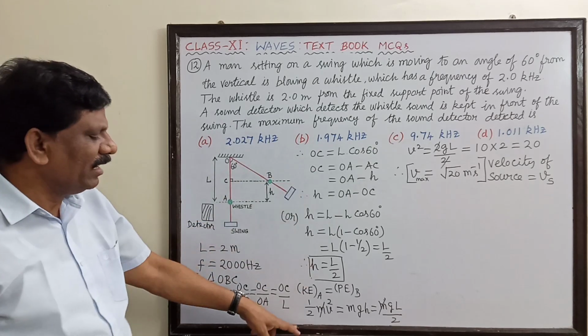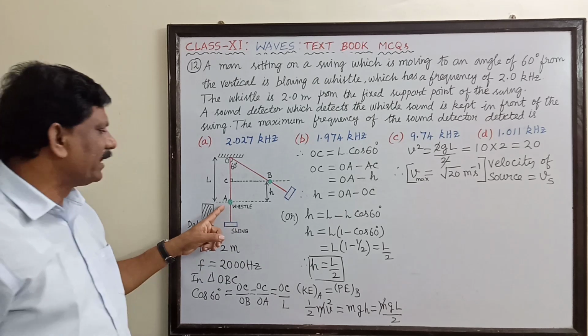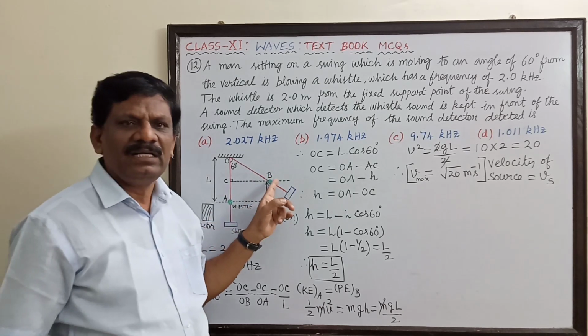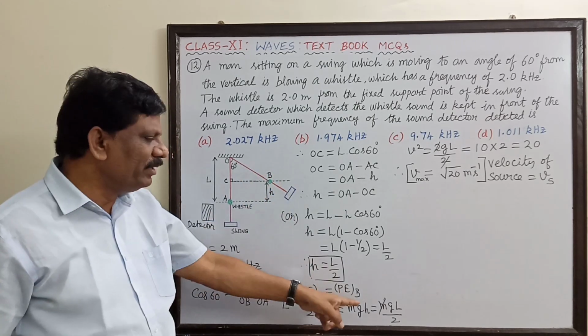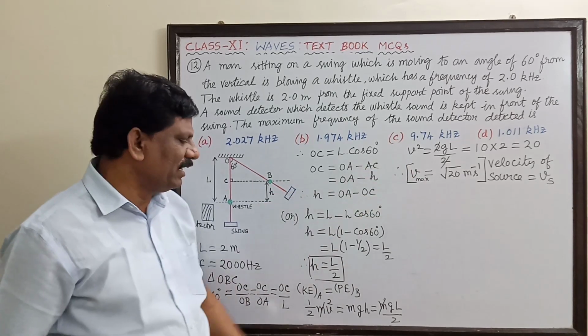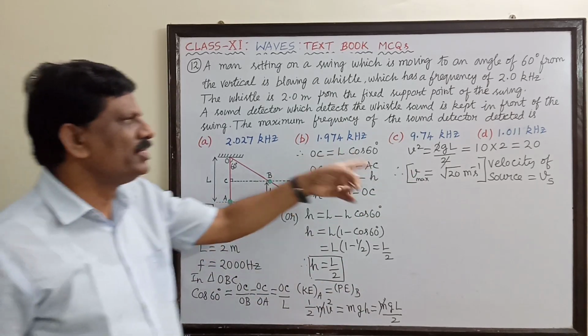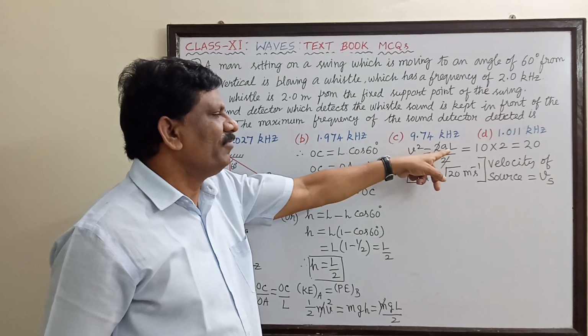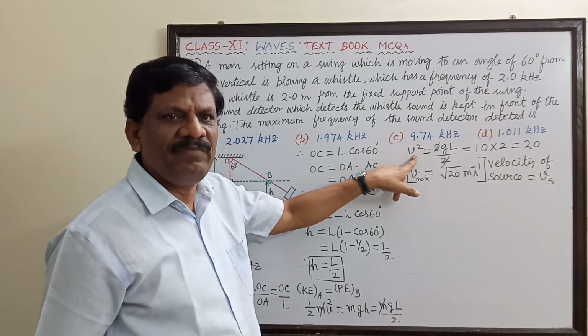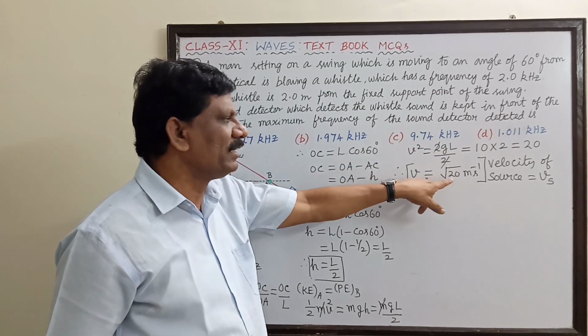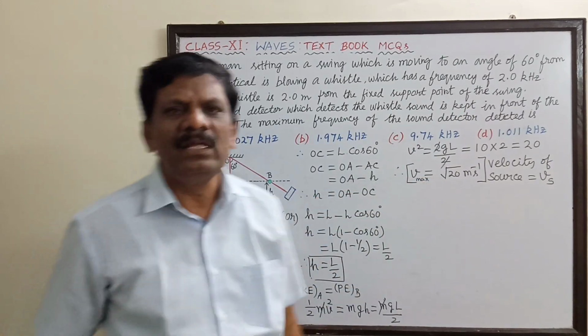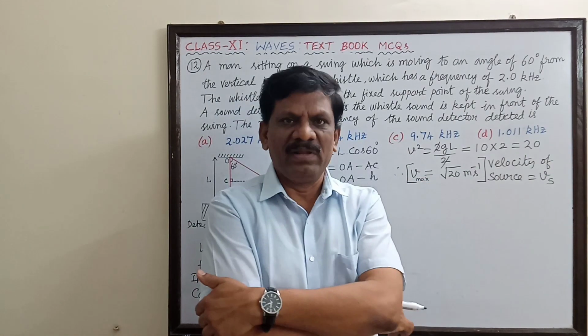Then by the law of conservation of energy, we equated the kinetic energy at A with the potential energy at B, so that we got an expression for H. Then we substituted for H and got an expression for V square. Then taking the square root, we have got V. Now only we are going to apply the Doppler effect.